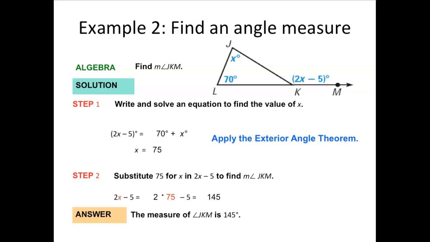Another way to get to that answer is to use the application of the exterior angle theorem again. So since you know X is equal to 75, and you know angle J is equal to 75 now, you can simply add 75 plus 70 to get 145.